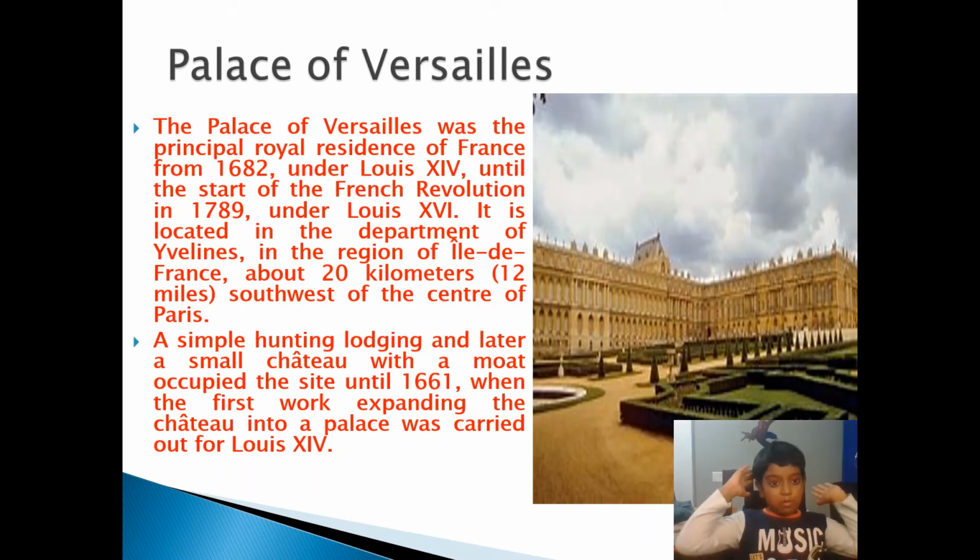Friends, I'm going to tell about the Palace of Versailles. Friends, my father visited this place, friends. The Palace of Versailles was the principal royal residence of France from 1682 under Louis XIV until the start of the French Revolution in 1789 under Louis XVI.